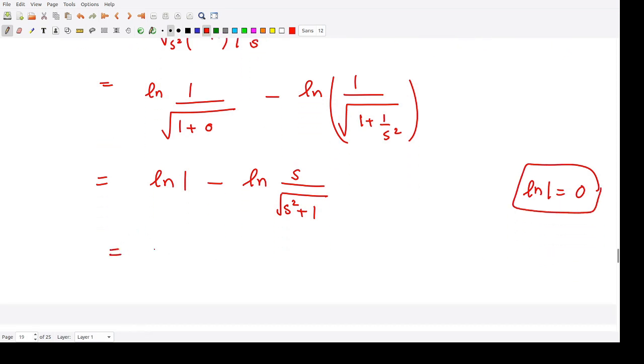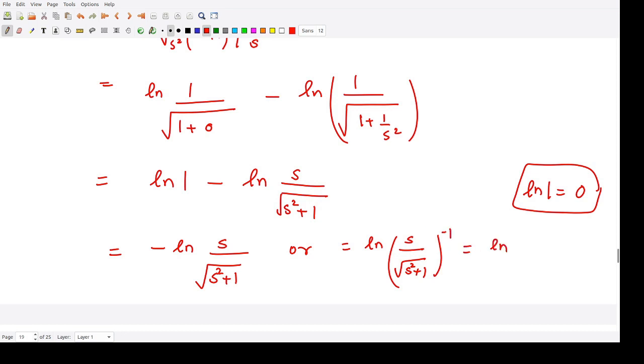And now we know log of 1 is equal to 0. Therefore we have the final answer as minus log of s divided by square root of s square plus 1. Or you could take this minus sign in the power, so it would be log of s divided by square root of s square plus 1 raised to the power minus 1, or you could invert this, so it would be log of s plus square root of s square plus 1, divided by s. So this is the final answer.